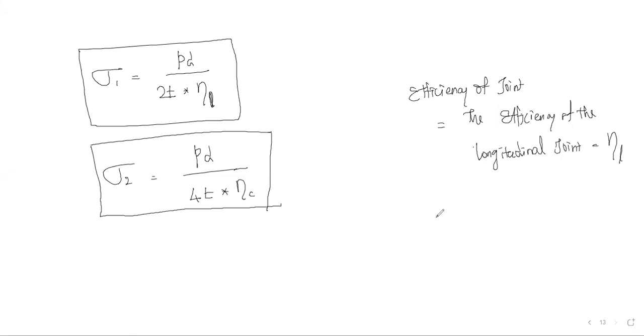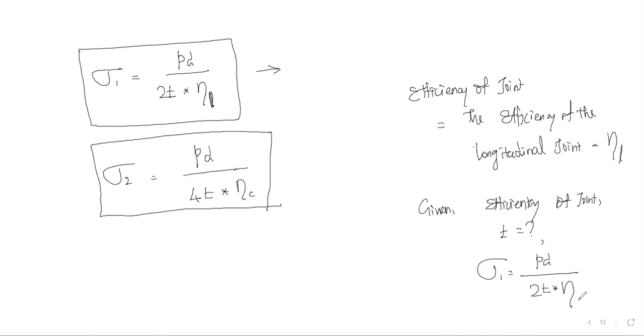If the efficiency of a joint is given, the thickness of the thin shell is determined from the equation sigma 1 is equal to P into D divided by 2T into eta L. So if they have given the efficiency of the joint and they are asking for thickness, then we have to use the formula sigma 1 is equal to P into D divided by 2T into eta L. So these are some of the constraints we can have in the efficiency of the joint. Thank you.